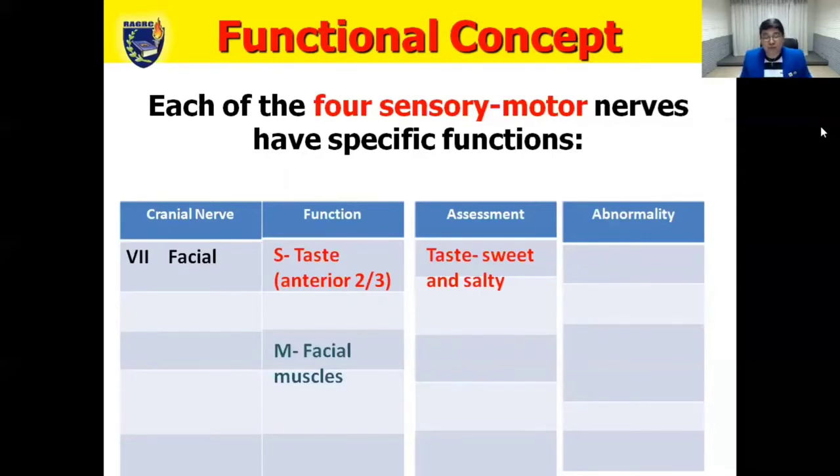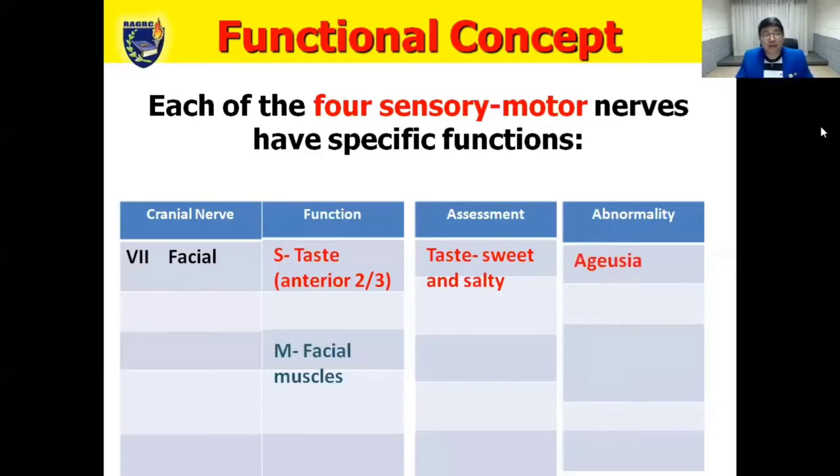So we could either soak the swab in sugar water and then swab it on the anterior lateral side of the tongue, and then ask the patient to identify it. And we ask the patient to gargle, and then we soak the swab again in salt water this time, and then we apply it on the lateral side of the tongue, and we ask the patient again to identify. And then after that, we ask the patient to gargle once again.